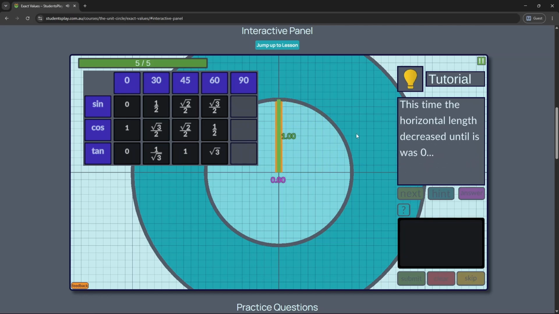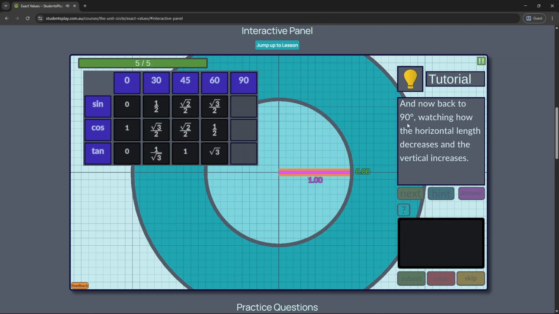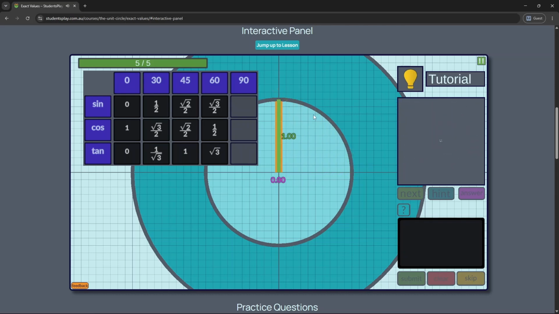This time the horizontal length decreased until it was 0, and the vertical increased until it was 1. Let's do it one more time so you can see it again. First, drag the line back to 0. The adjacent gets bigger and the opposite gets smaller until it gets down to 0. And now back to 90 degrees, watching how the horizontal length decreases and the vertical increases, until we get a 1 and a 0.